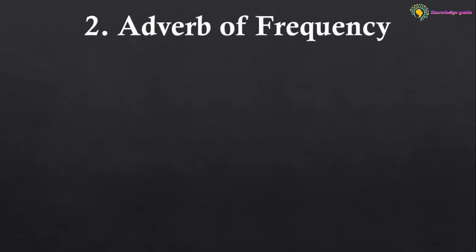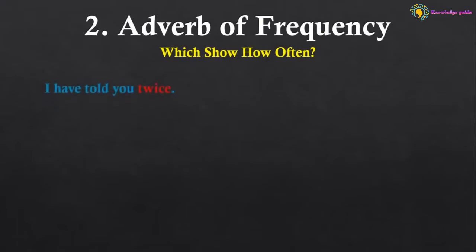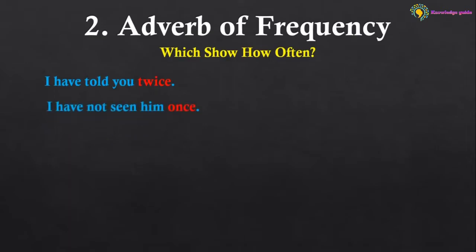Secondly, we have adverbs of frequency, which show how often. For example: I have told you twice. Here the word twice indicates that it has been told to you two times. So it shows the frequency. I have not seen him once. Here once is the adverb of frequency, telling how many times he has been seen.